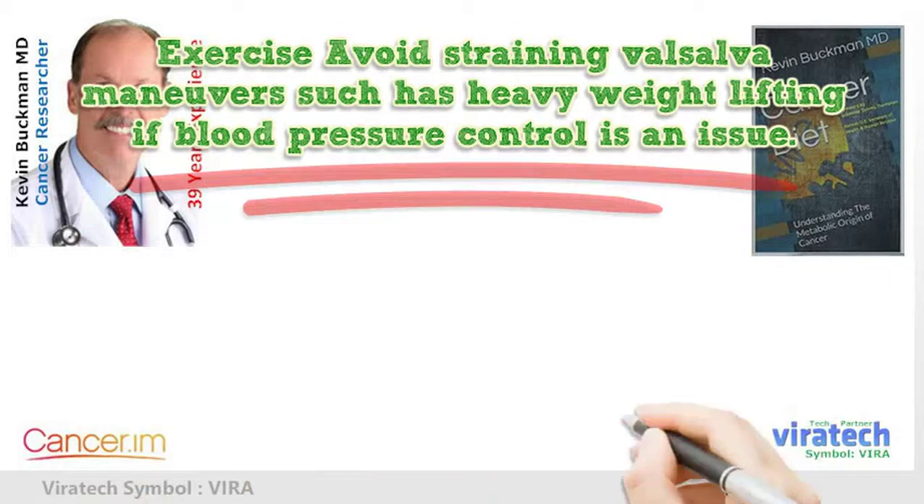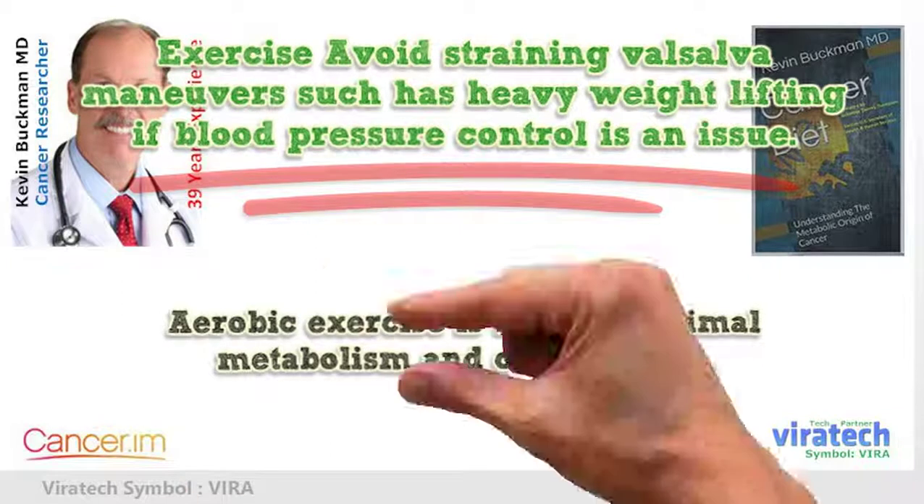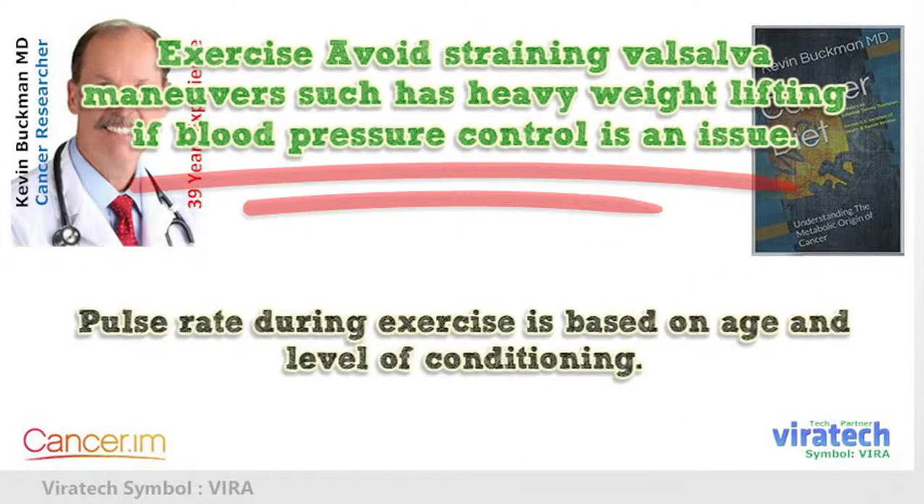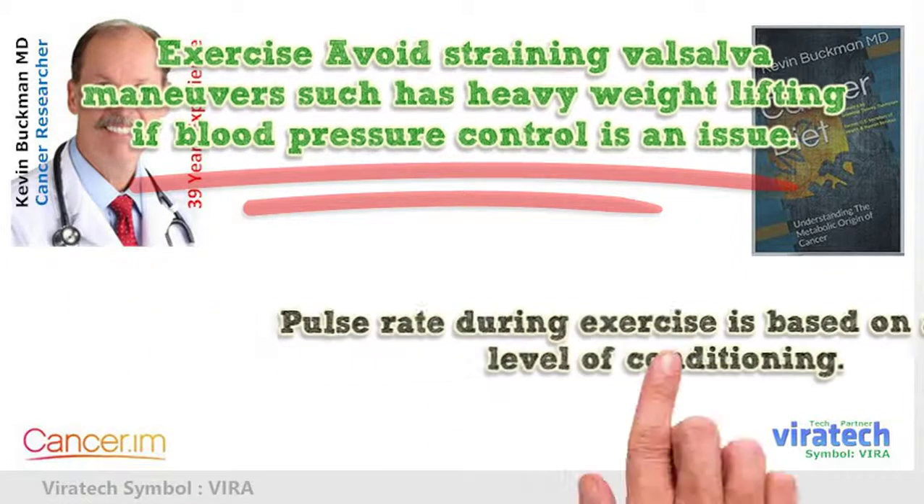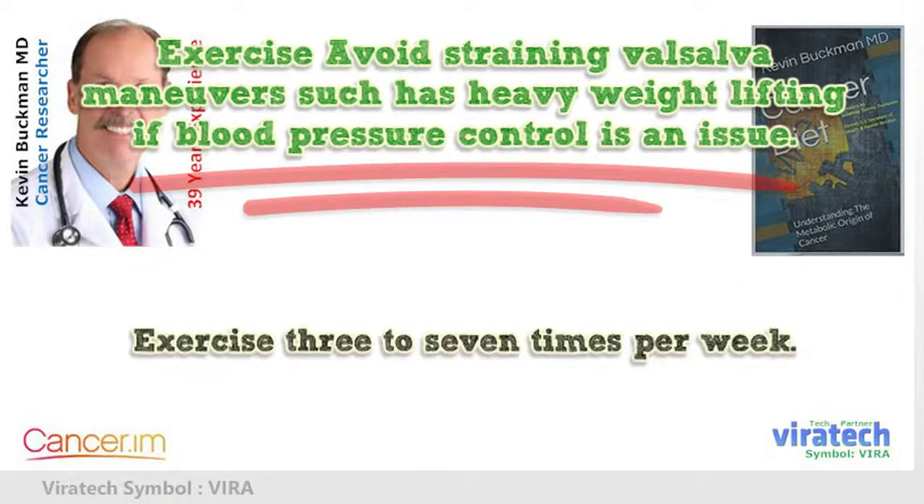Exercise. Avoid straining Valsalva maneuvers such as heavy weight lifting if blood pressure control is an issue. Aerobic exercise is best for optimal metabolism and conditioning. Pulse rate during exercise is based on age and level of conditioning. The usual target rate is 120 to 140 per minute, but varies with age and conditioning. Exercise 3 to 7 times per week.